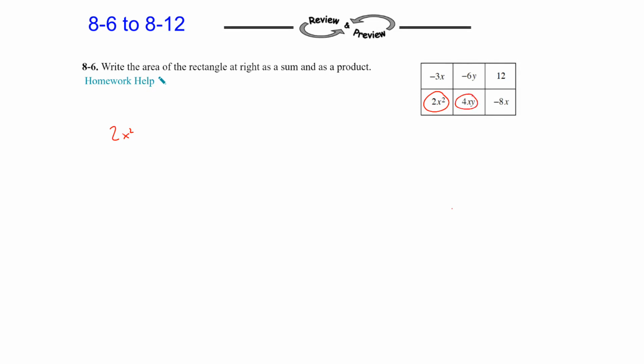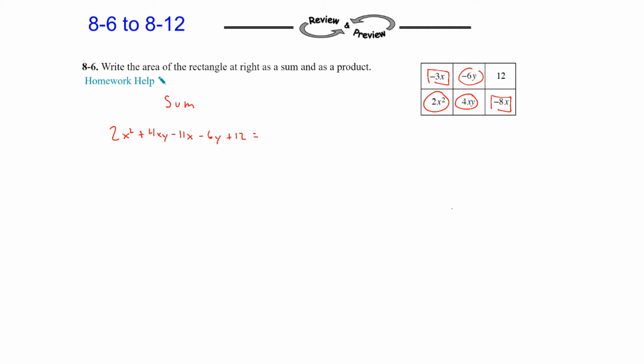We have a 4xy. Looks like that's the only one. Then we have a negative 3x and a negative 8x. So that's negative 11x. And then we have a minus 6y here, or negative 6y. And then a plus 12. So the only ones we were able to combine were the negative 3x and the negative 8x. That is the sum. Now let's write it as a product.